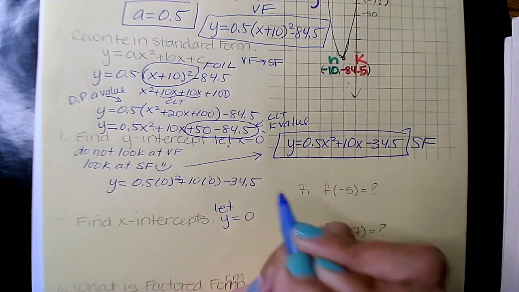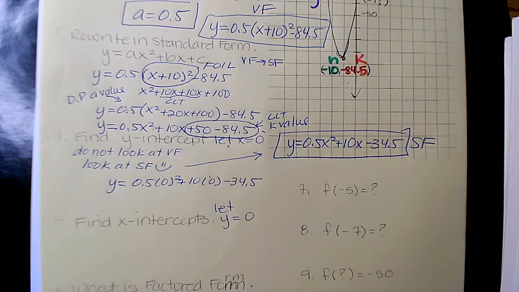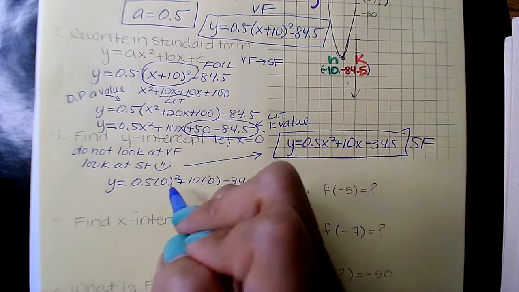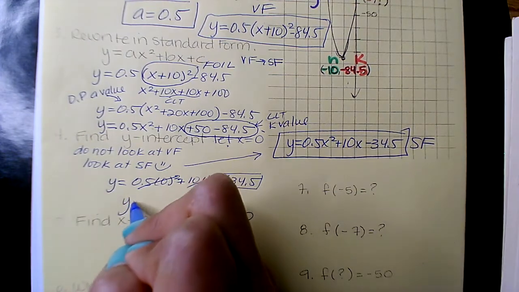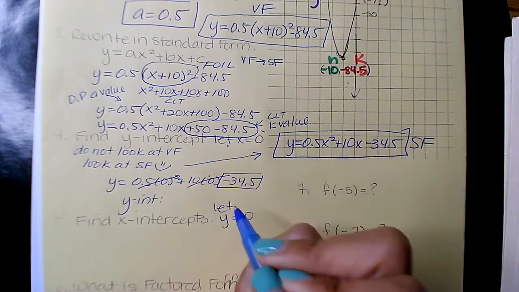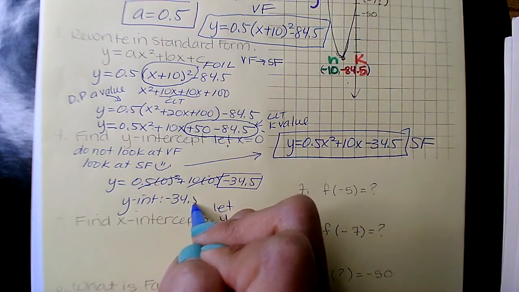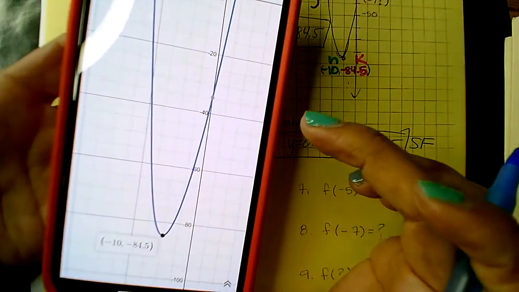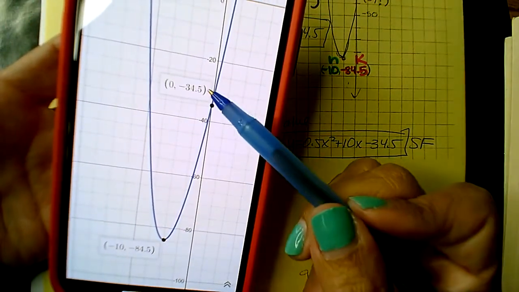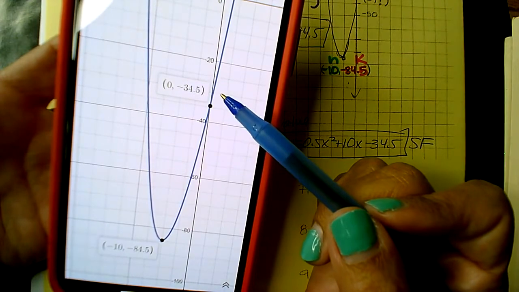But what is anything times 0? 0, right? So 0, 0, there's your y-intercept. That's it. Your y-intercept is negative 34.5. Now, if I look at my graph, and if I click that little point, there's 0, negative 34.5.